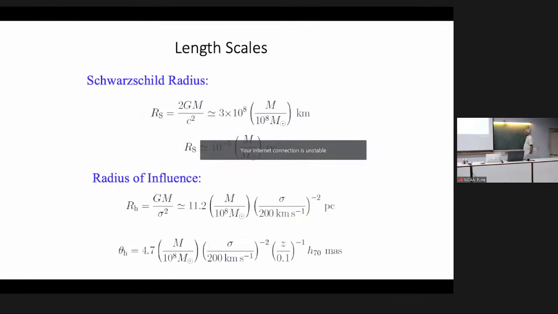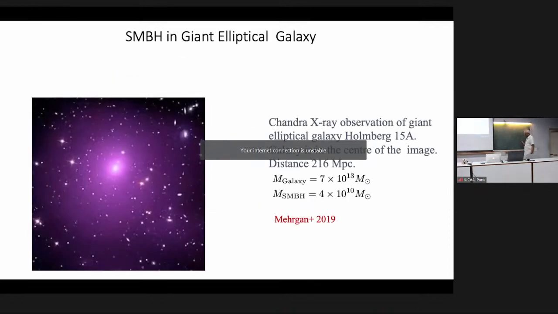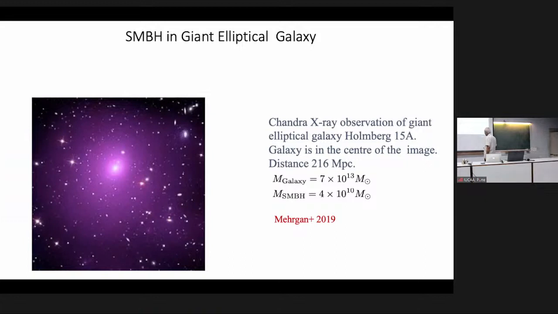Now this is another kind of thing, a supermassive black hole in a giant elliptical galaxy. Here you have this very large elliptical galaxy. I'll be talking about different kinds of galaxies later, particularly a large galaxy, and we have detected it because of the X-ray emission. You can conclude that it corresponds to a black hole with a mass of 4 into 10 to the 10 solar masses. This is really, really massive.